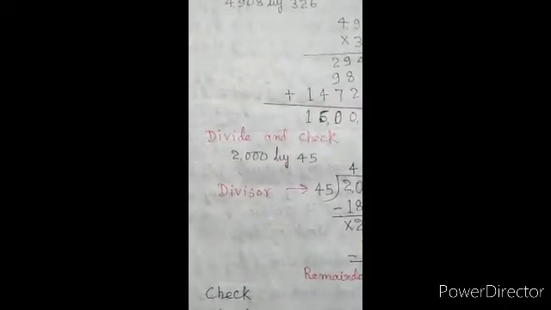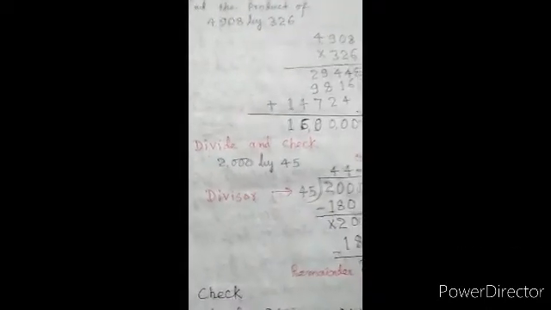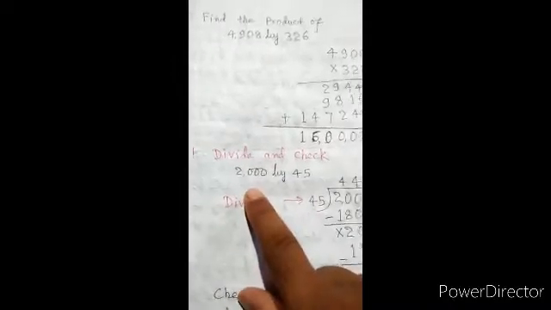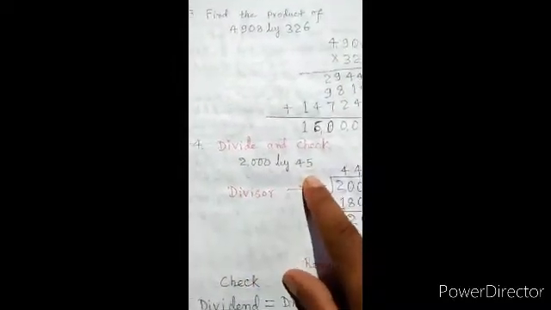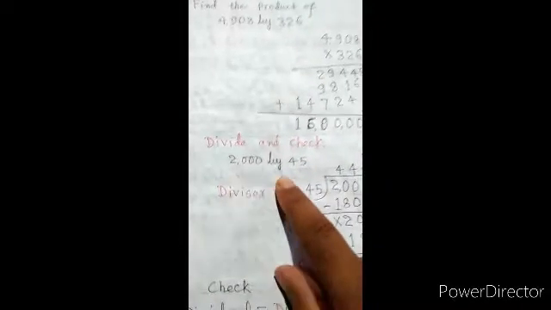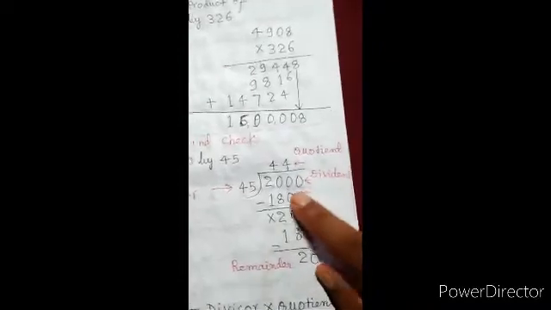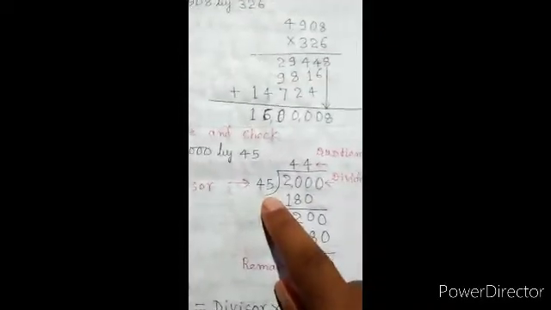Now divide and check. This is the fourth fundamental operation. Divide and check 2000 by 45. We have to divide this 2000 by 45. Firstly, we will write it like this. 2000, this is called the dividend. 45 is called the divisor.